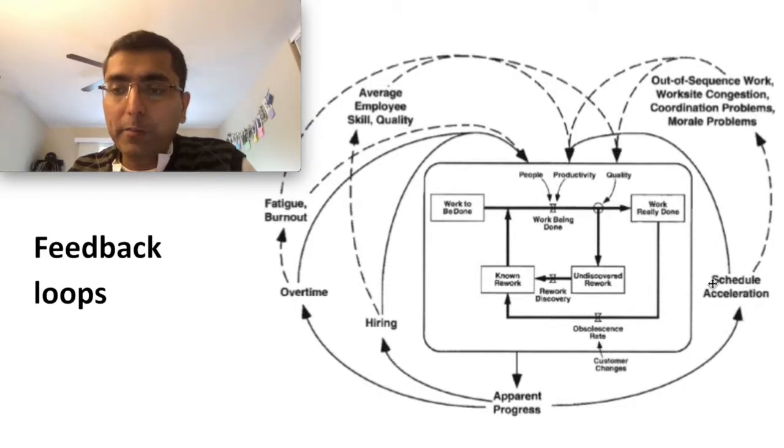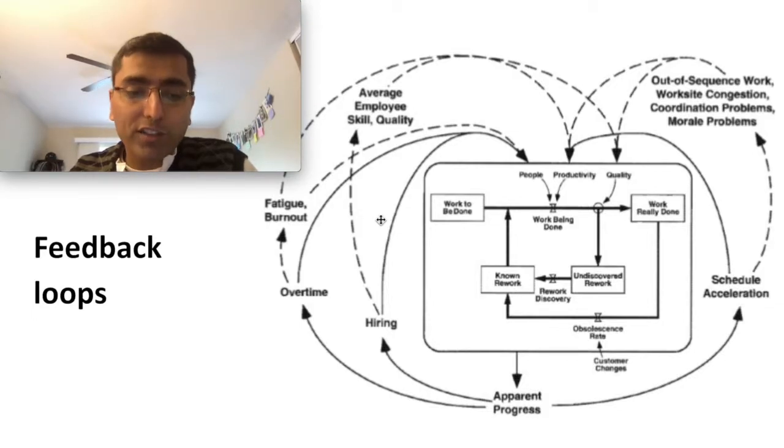So what happens is management comes in and schedules an acceleration of the work so that the timeline is actually met. And so out-of-sequence work gets done that should have been done in sequence. There's congestion at the work site. People are stepping on each other. There are coordination problems, morale problems, a whole host of things. Each of these has a huge impact on the work really being done. These are indirect impacts.